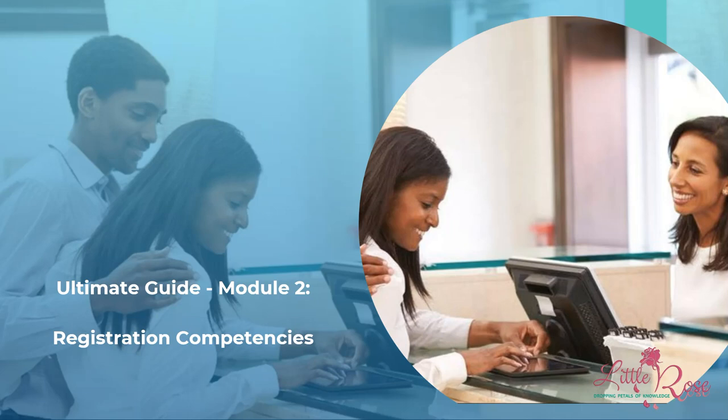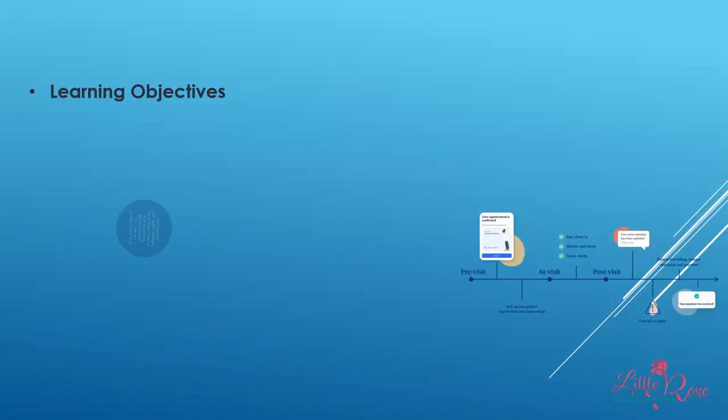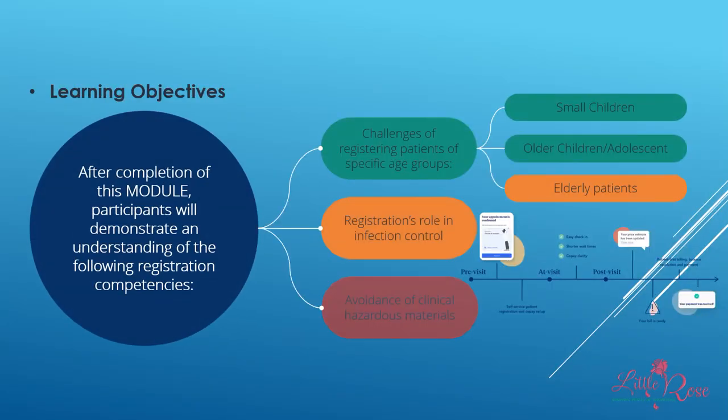Welcome to the Ultimate Guide Module 2, Registration Competencies. Learning Objectives. After completion of this module, participants will demonstrate an understanding of the following registration competencies. Challenges of registering patients of specific age groups: small children, older children, adolescent, elderly patients. Registration's role in infection control. Avoidance of clinical hazardous materials.